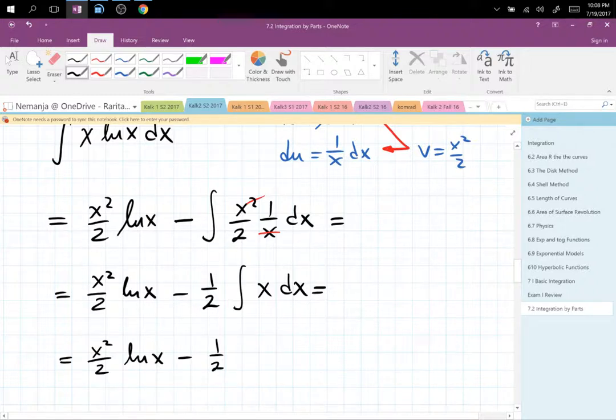How did you get cubes? I've seen too many of you having cubes there. This is x squared over 2. So you were right.